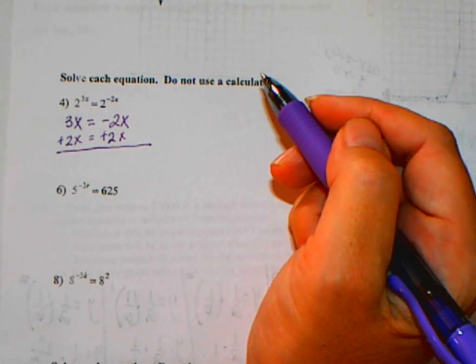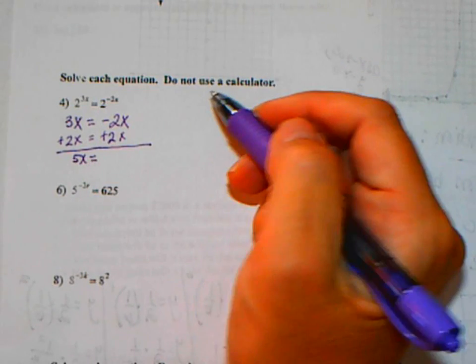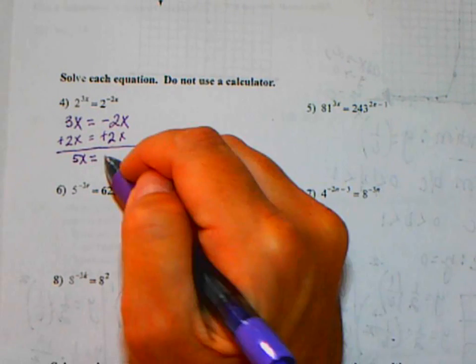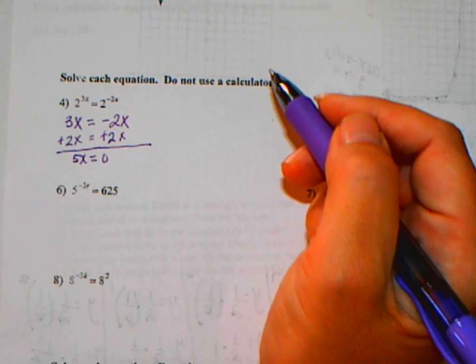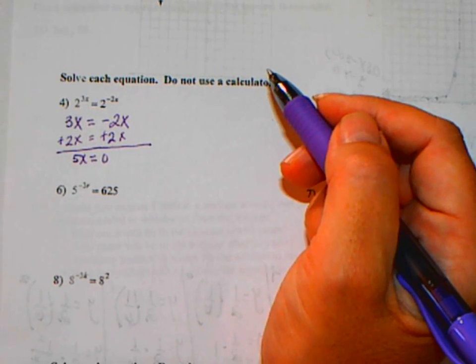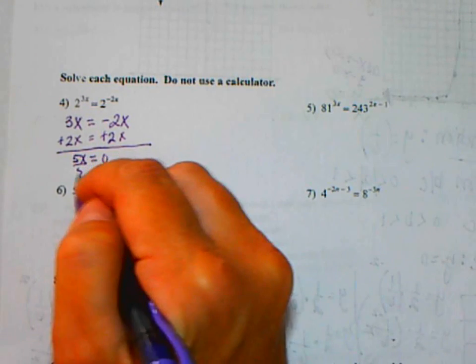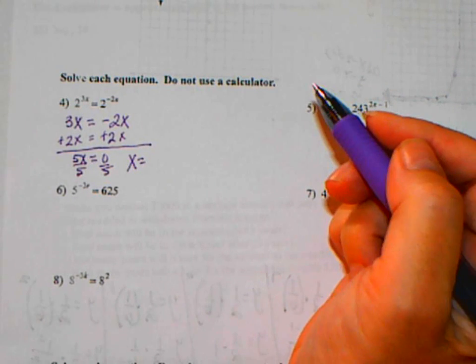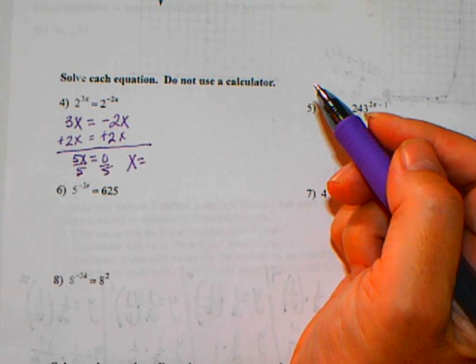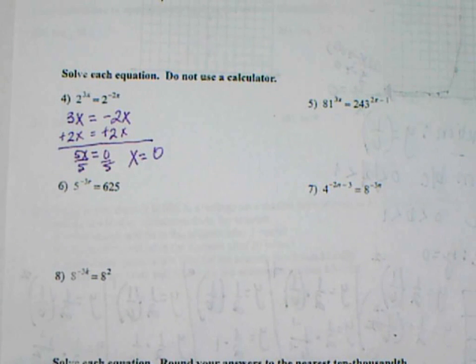3x plus 2x is 5x. What's negative 2x plus 2x? 0. A lot of students get to this point and they're like, well, that's not even possible, so it's undefined. Is that true? No. I have to divide both sides by 5. And what is 0 divided by 5? 0. What if it was 5 divided by 0? What would it be?